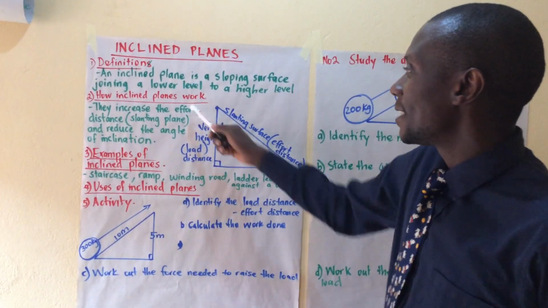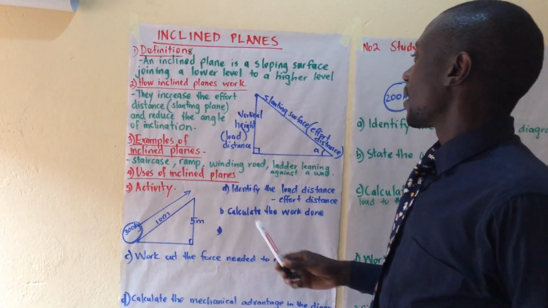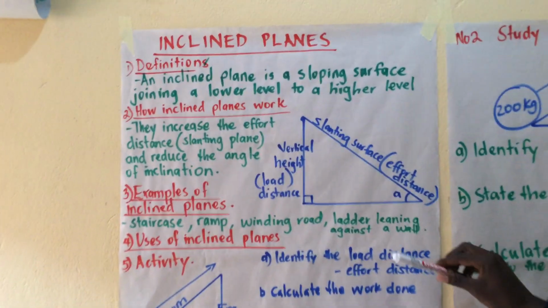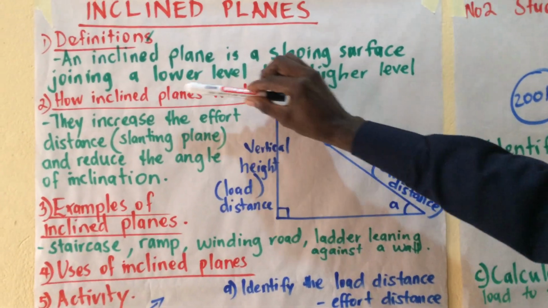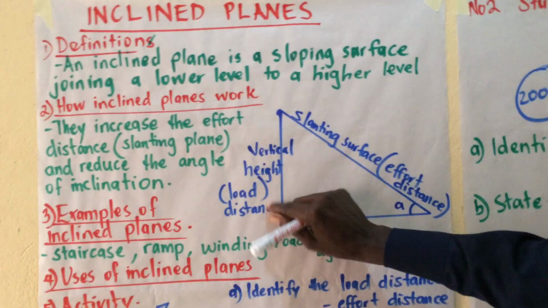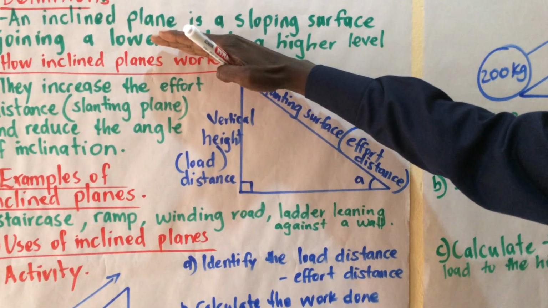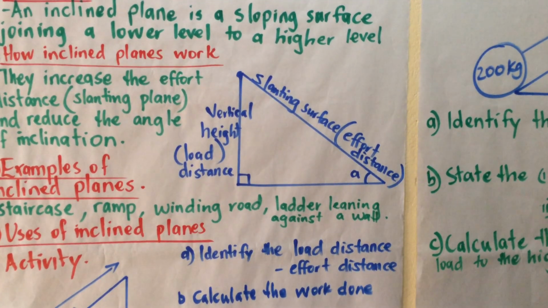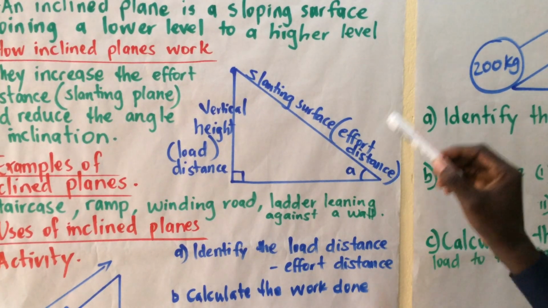How do inclined planes work? So this is the illustration of the inclined plane. We are joining this level to that level. We want to carry something from a lower level to a higher level. But then we need a slanting surface. So what do the inclined planes do? How do they simplify work?